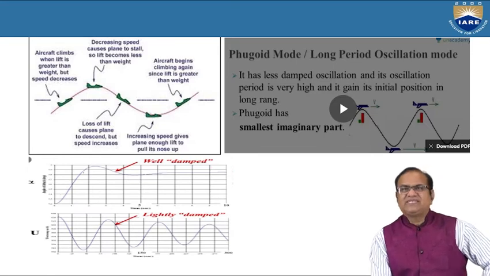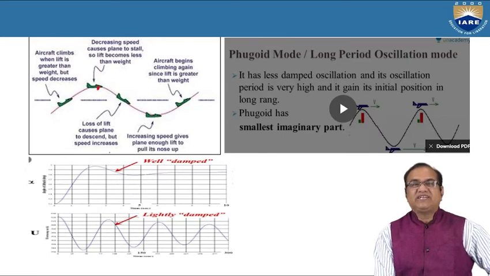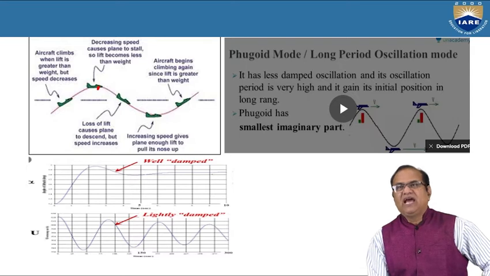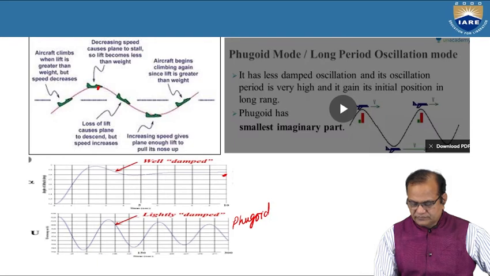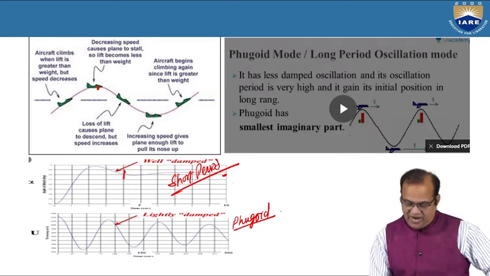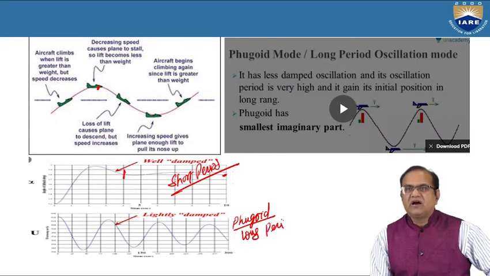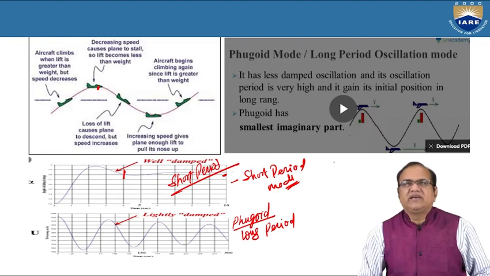Now in this diagram, if it is damped, it will not go up here, but slowly come to its equilibrium position. If it is lightly damped, it will take a long time, and this is the phugoid. And this is the short period: a very short period, in even one go it has come to its equilibrium position. So phugoid is the long period mode, and this is the short period mode. These are the two modes that are essential for flight dynamics people to understand.